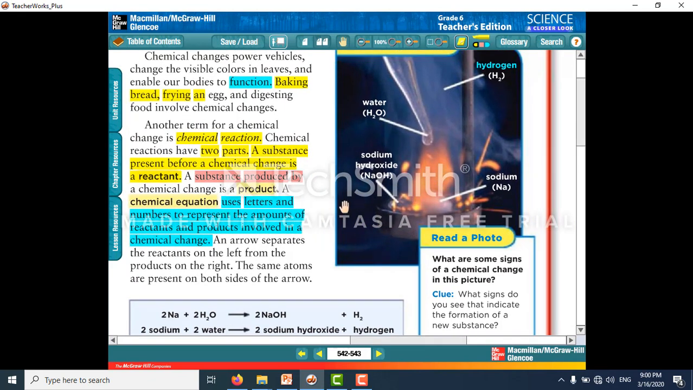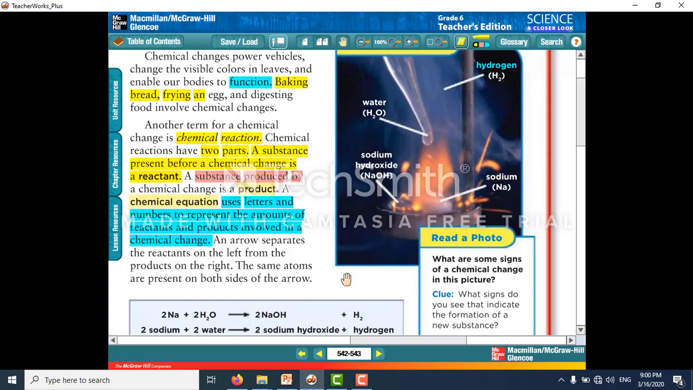A chemical equation uses letters and numbers. Here we have letters Na and the number 2, and here H2O, this is water, and here this number 2. This is called the chemical equation. So a chemical equation uses letters and numbers to represent the amount of reactants and products involved in a chemical change. And we have here an arrow that separates the reactants on the left from the products on the right.